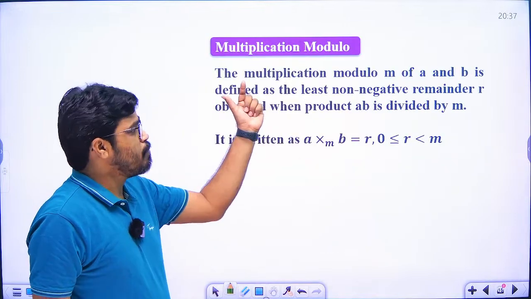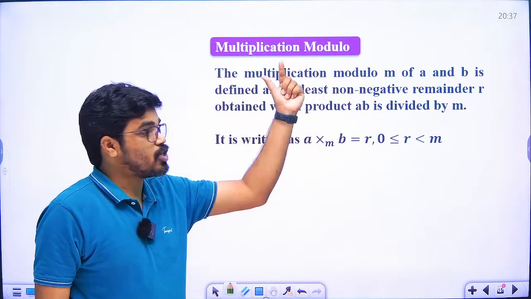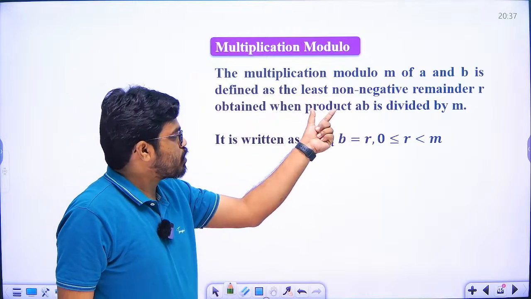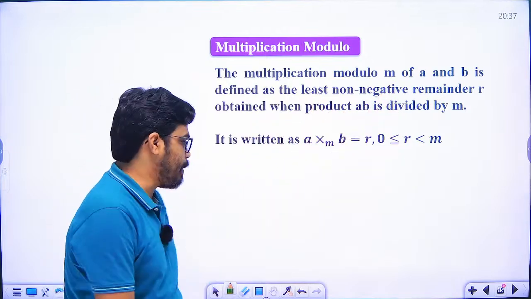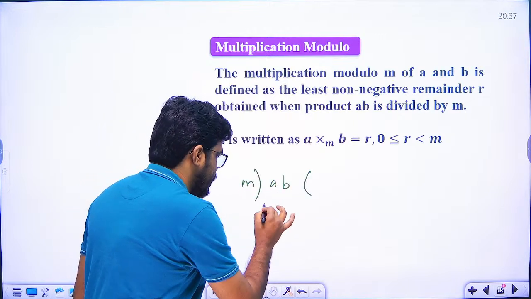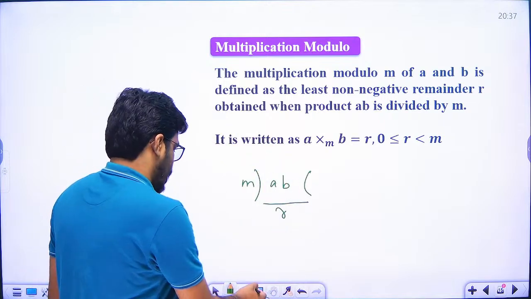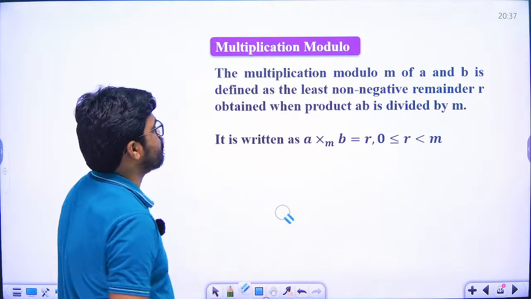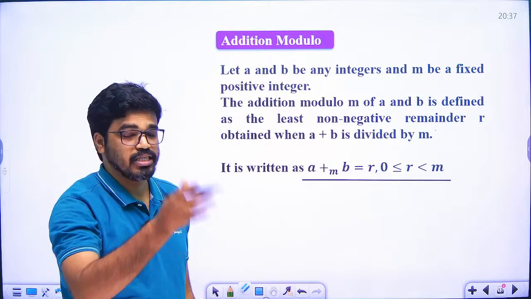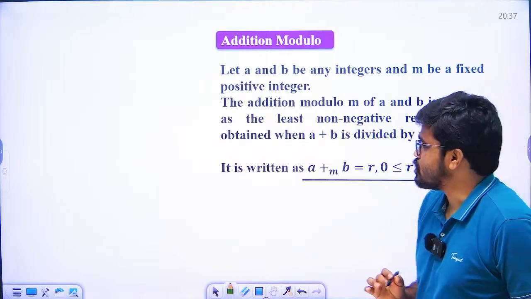So the multiplication modulo m of a and b is defined as the least non-negative remainder r obtained when the product ab is divided by m. We divide ab by m, and the remainder is the answer. Okay, I think it is clear. So this is the concept of multiplication modulo and this is the concept of addition modulo, that is, this is the modular system. Okay, so now we consider an example.